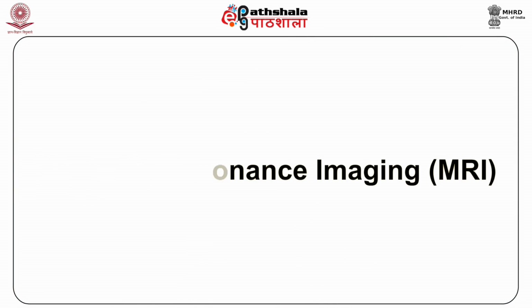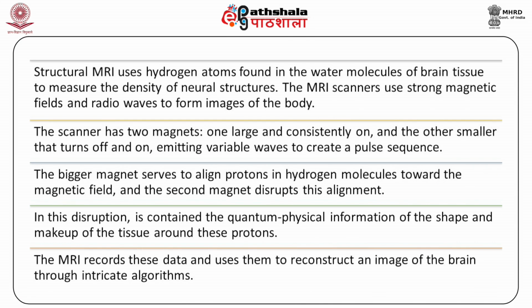Magnetic resonance imaging, MRI. Structural MRI uses hydrogen atoms found in the water molecules of brain tissues to measure the density of neural structures. The MRI scanners use strong magnetic fields and radio waves to form images of the body. The scanner has two magnets, one large and consistently on, and the other smaller, which turns off and on, emitting variable waves to create a pulse sequence.